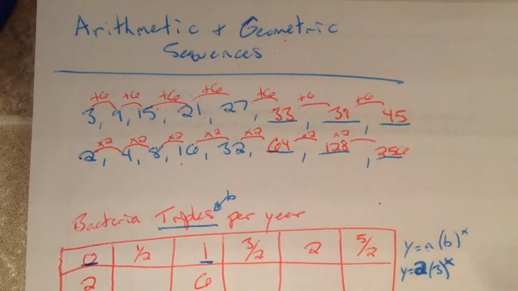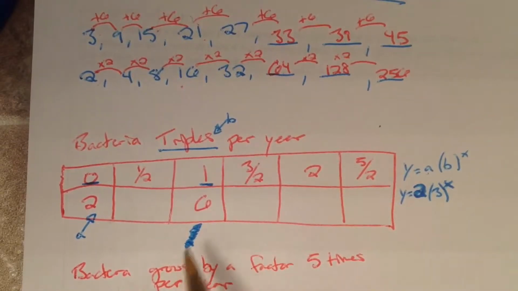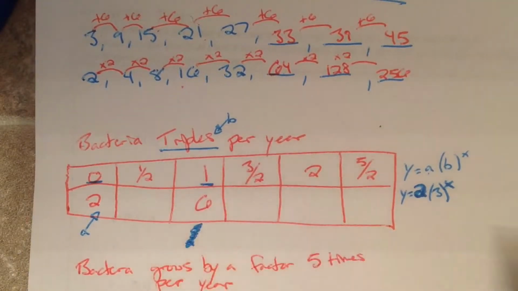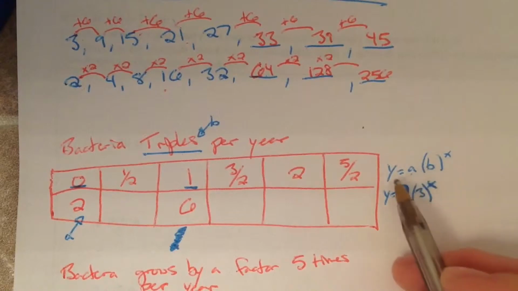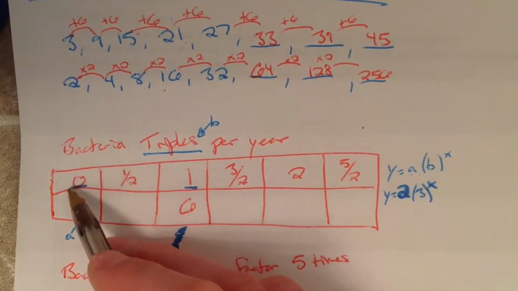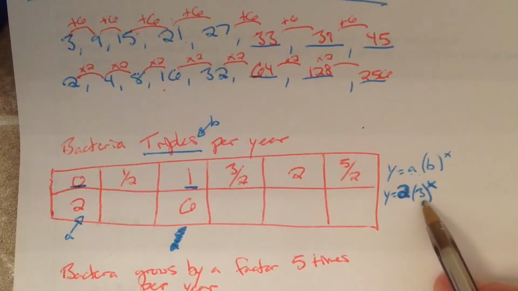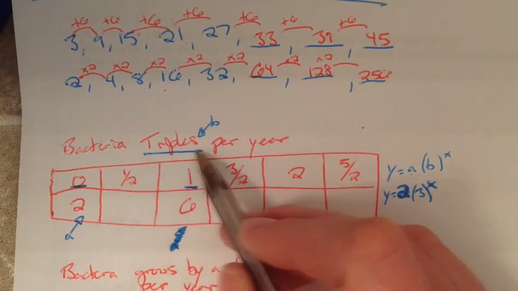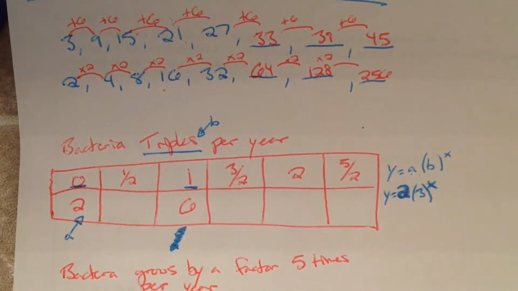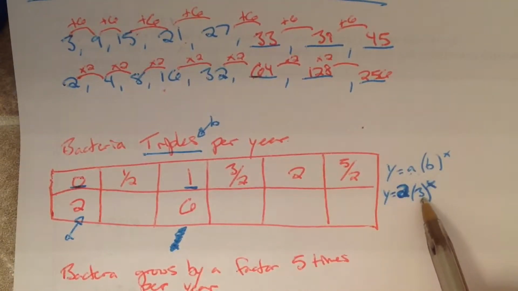Geometric sequences and arithmetic sequences can also be represented in other ways. Here's one way that geometrics are represented. So we're given that bacteria triples per year, and we know in general that an equation of a geometric comes in this form. The A being the number with the starting, so at the 0 slot for x, the B being how much it changes per year. So the fact that it's per year, it triples, we have a 3 there.